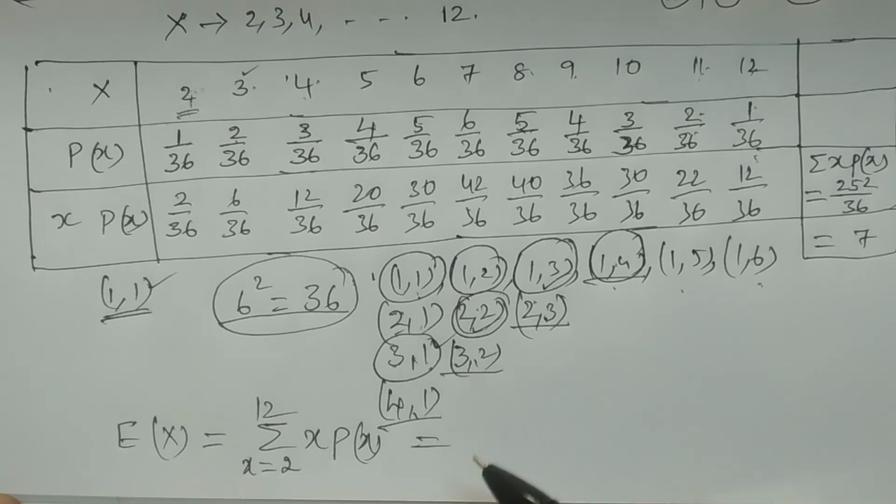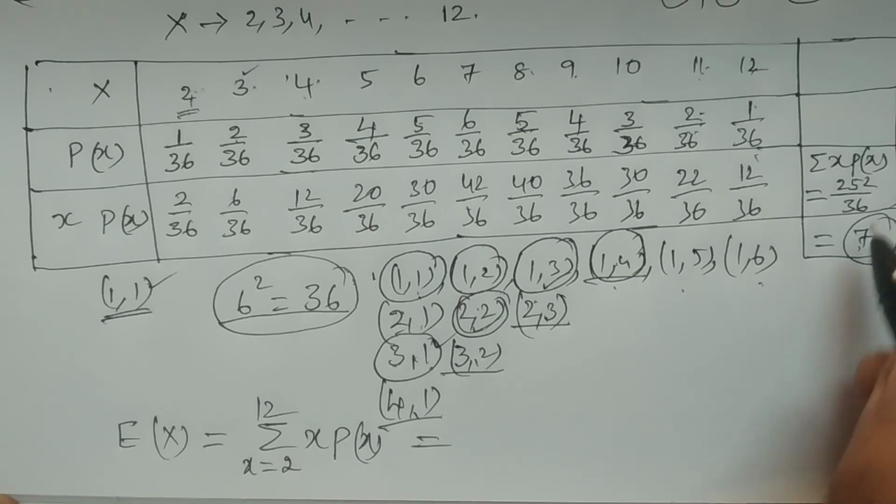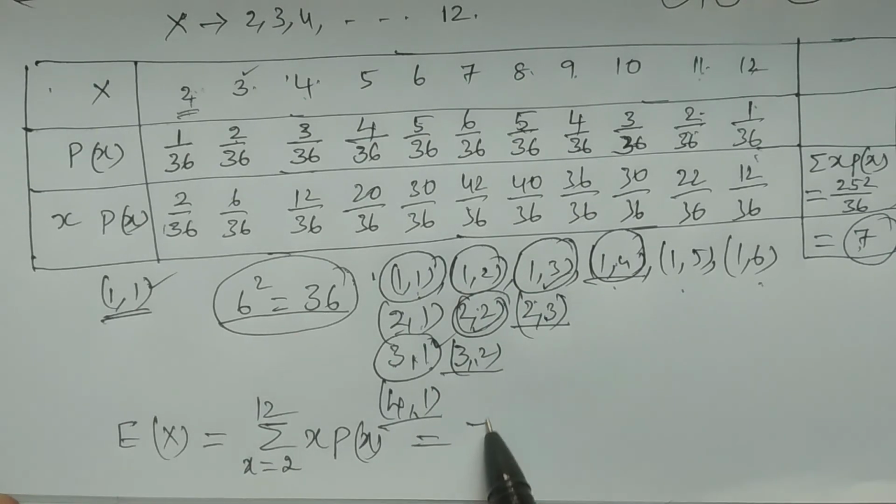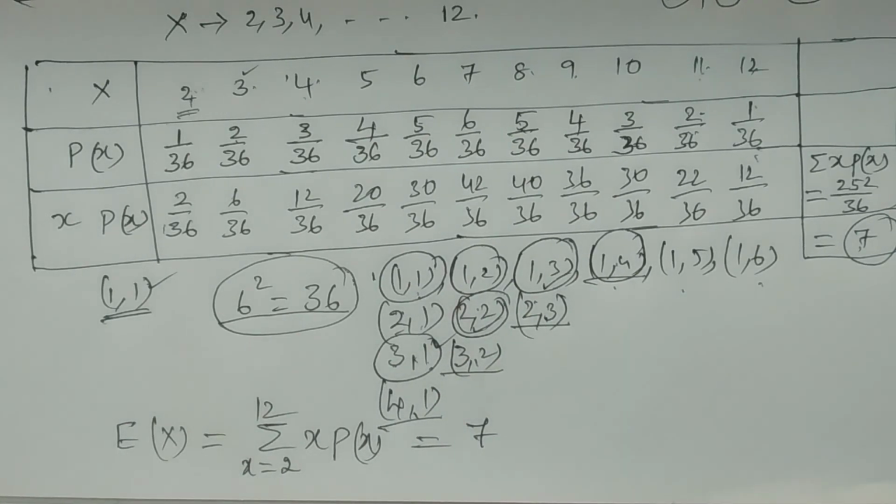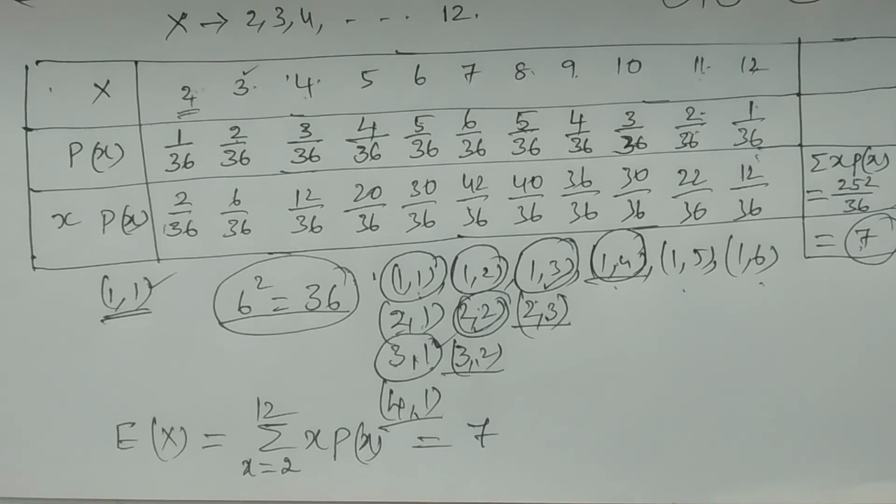This is the formula by which it is calculated. It is nothing but the answer we have calculated in the table. The answer is 7. If you understand, this is the way to calculate this particular problem, the expected value. Thank you.